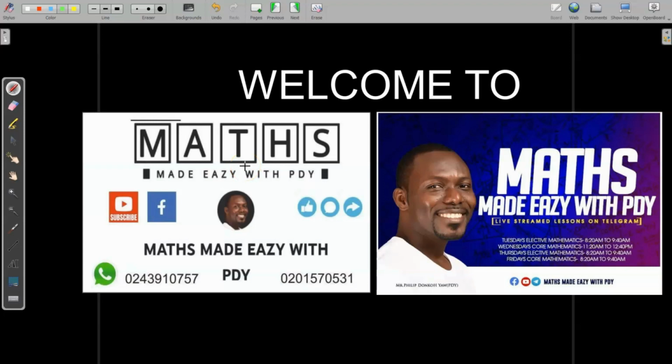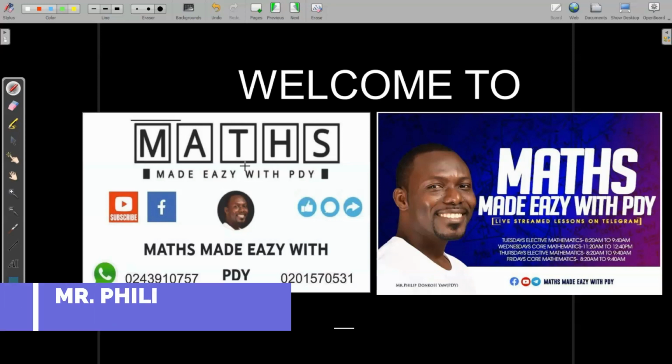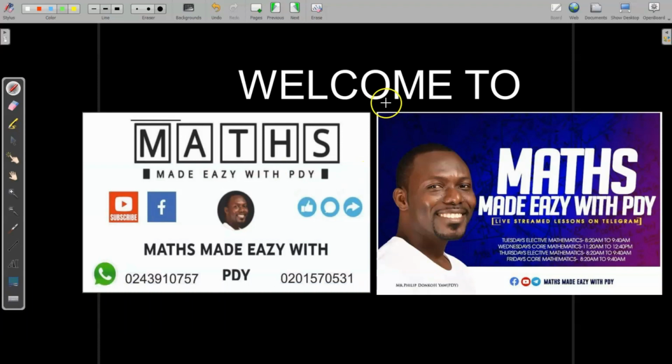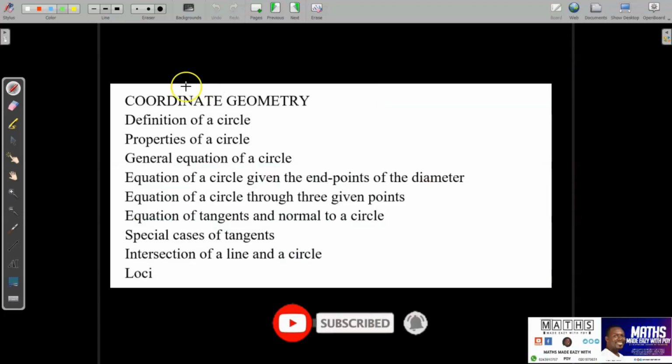Now today we are going to continue with our lessons on coordinate geometry, but we are going to look at the circles part. So now I've just selected the aspect you need to know under the circle. So coordinate geometry, but we are going to look at the circles aspect.